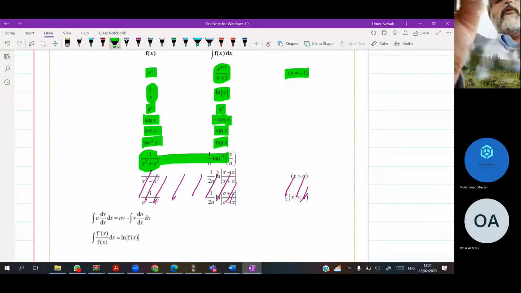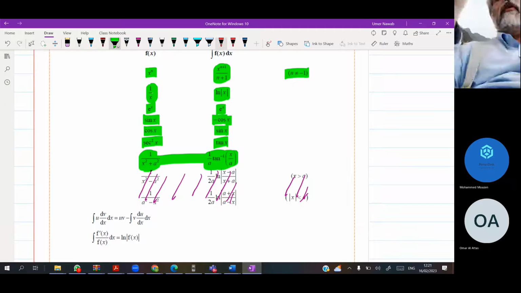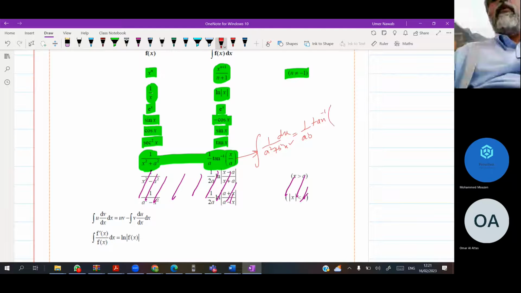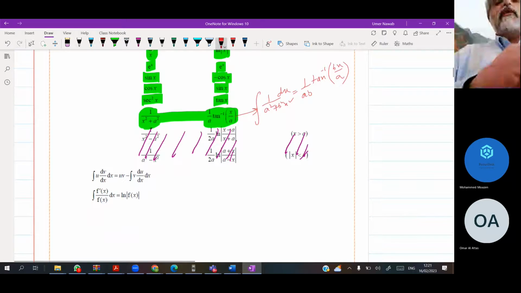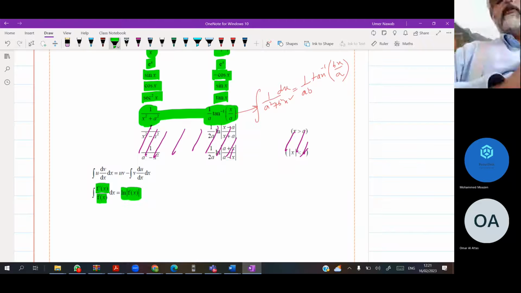The integral of 1 over a squared plus x squared is equal to 1 over a inverse tan of x over a. You remember that I have given much more modified version, that was a squared plus b squared x squared. Its integration is equal to 1 over ab inverse tan of bx over a. This was the thing which we discussed in the class. You remember whenever you have a function in the denominator and you have a derivative on the top, its integration is ln of f of x.